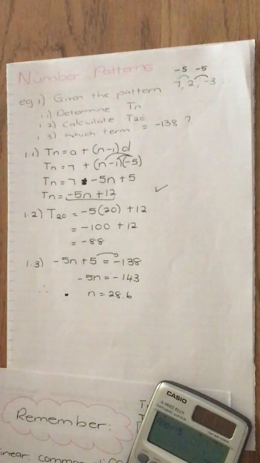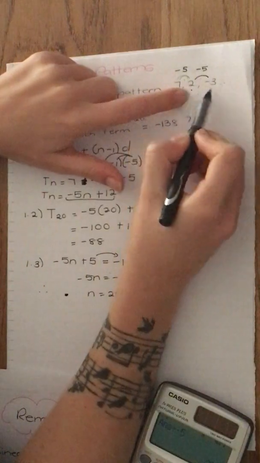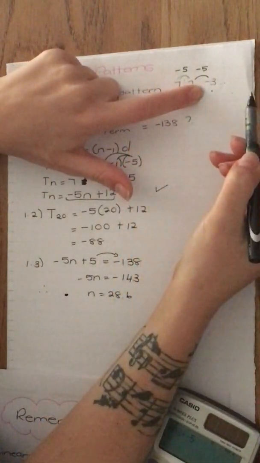Is it allowed to be a decimal? It is not. Because remember, this is a term number. If I'm counting and I say this is term number 28.6, does that make sense? No, because you have term 1, term 2, term 3, term 4. You can't have term 28.6.